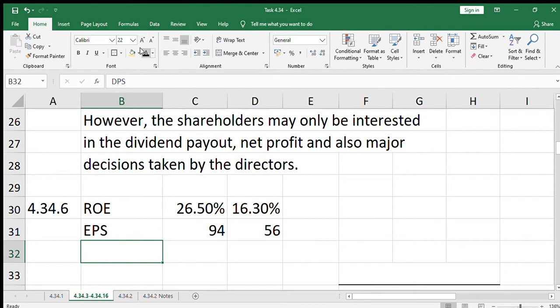Then dividends per share was given to you. The dividends per share is 33 cents and 5 cents.